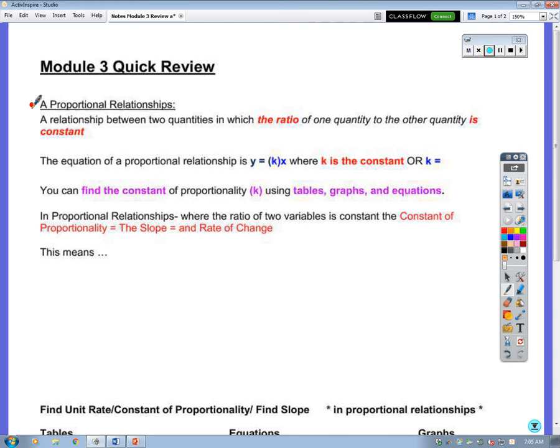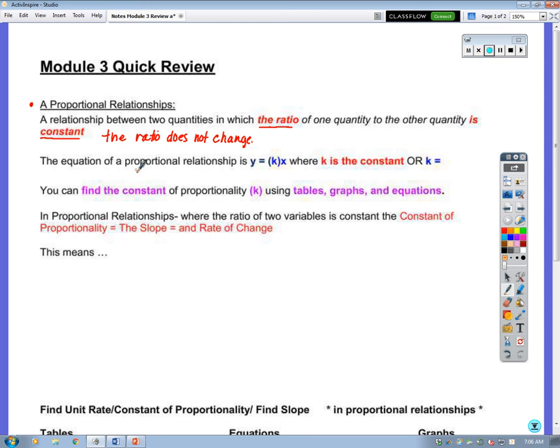A proportional relationship is a relationship between two quantities in which the ratio of one quantity to the other is constant, meaning it does not change. The ratio does not change. If it changes, we call it variable. It has a variable rate of change if it is not constant.